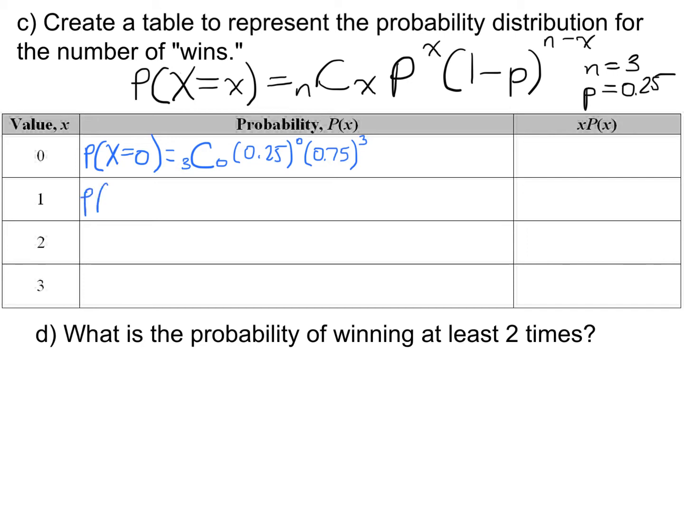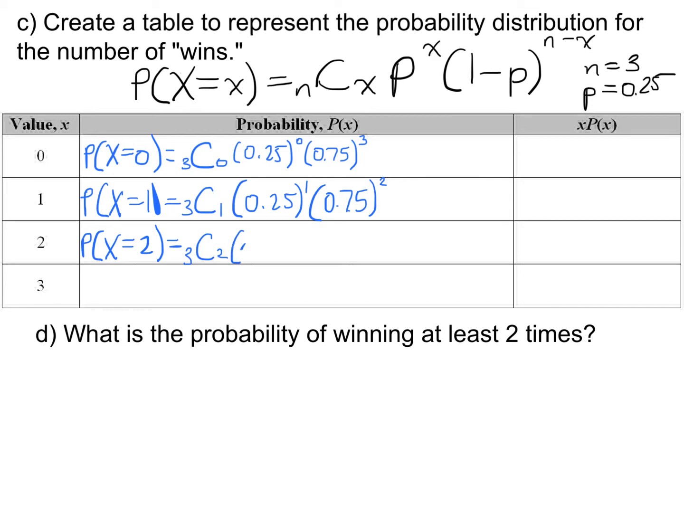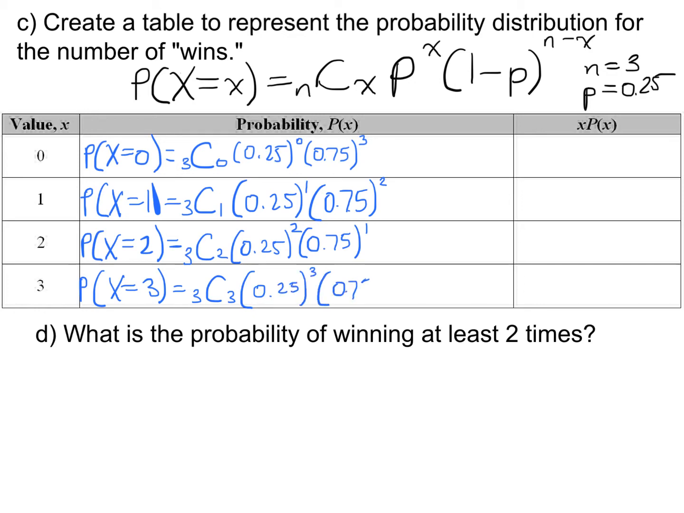Okay, so if X is equal to 1, that's 3 choose 1 times 0.25 raised to the power of 1, and then 0.75 raised to the power of 2. You see that there's a sequential pattern that's happening here. Let's say X is equal to 2. That's going to be 3 choose 2 times P raised to the power of 2, and then 1 minus P, which is 0.75, raised to the power of 1. And X equal to 3 will be 3 choose 3 times 0.25 to the power of 3, and 0.75 raised to the power of 0.